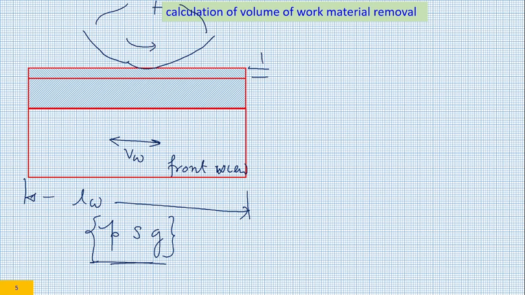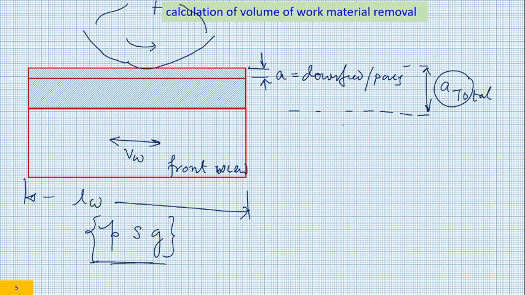What is this? This is the down feed per pass. And what is this? This is the total grinding that has taken place. Total grinding. So your A total is nothing but A into N, where N is the number of passes. So A total is A into N.